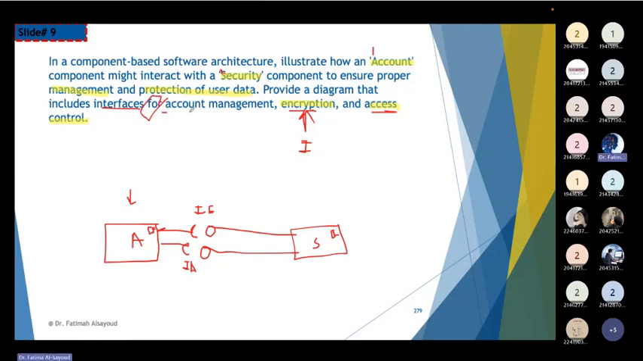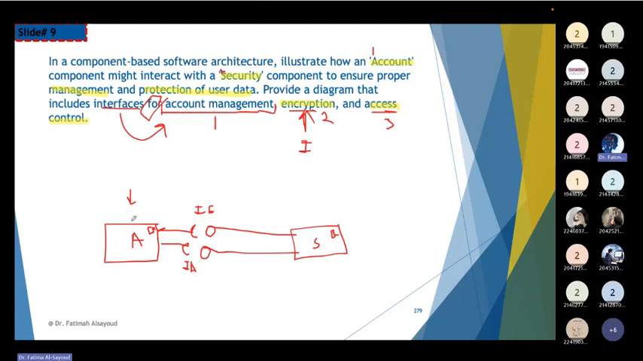Before, I still have this account management. So this is 1, 2, 3 interfaces. When they said interfaces, whatever comes after it is an interfaces. So I have 3 interfaces. I defined required. They said account management.